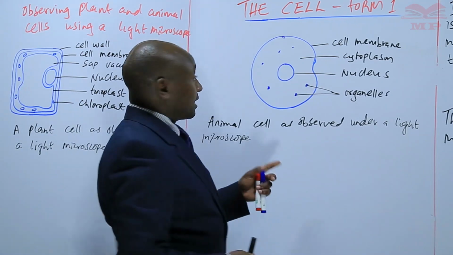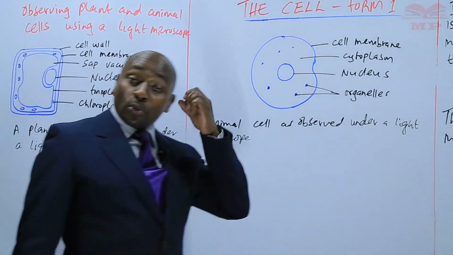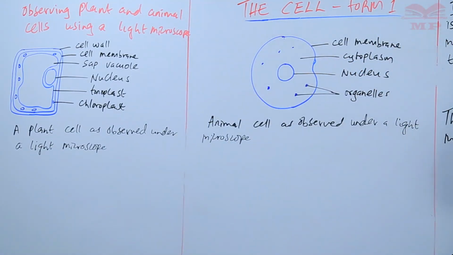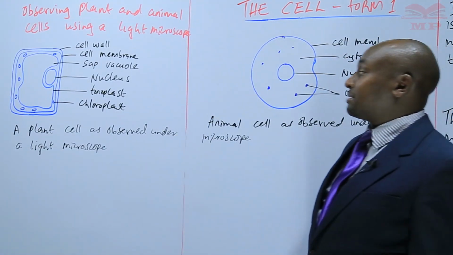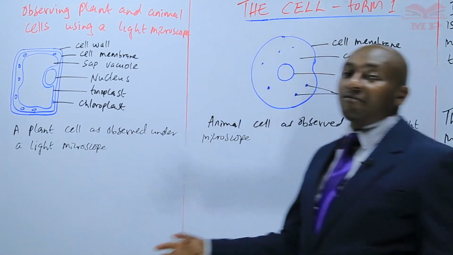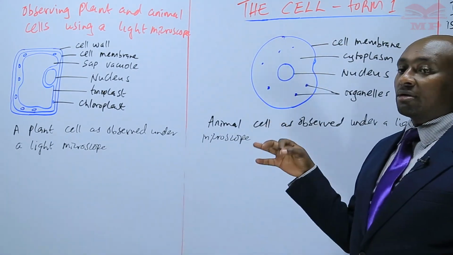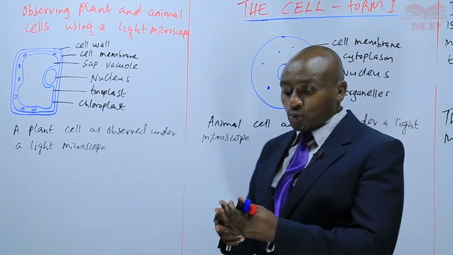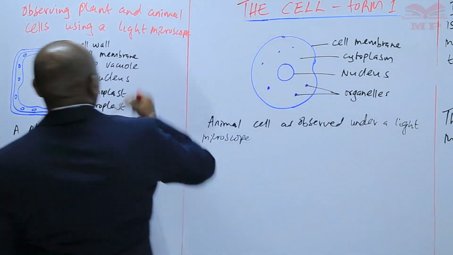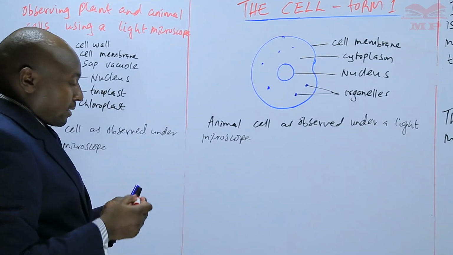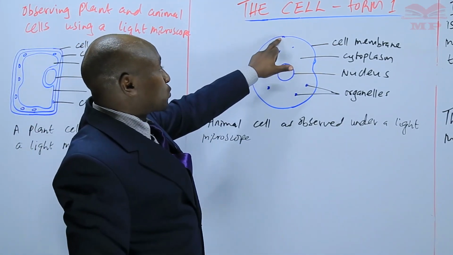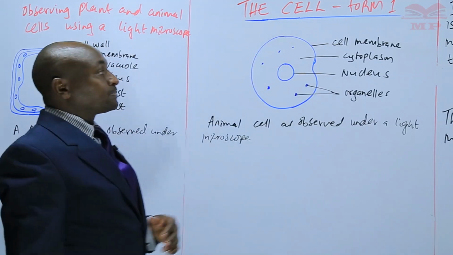So when you look at the electron microscope, we'll find that we'll be able to see more structures. But when you're using the light microscope, we just view a few structures within the cell, because the light microscope has a smaller magnification compared to the electron microscope that we'll see later.